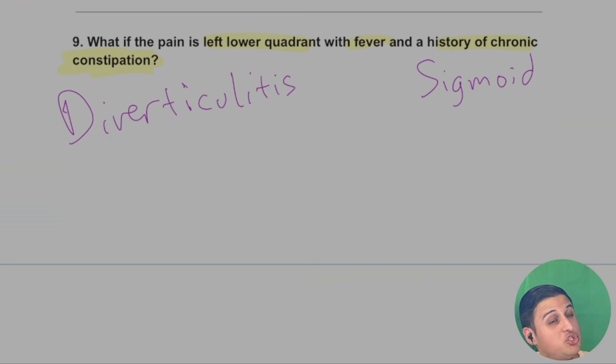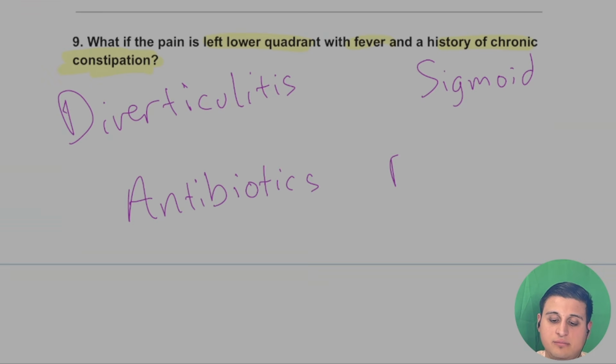You probably shouldn't do a colonoscopy on them because you may perforate the bowel when you do that. All right, and this is a common thing in a lot of elderly folks. Diverticulitis, you're going to need to treat them with antibiotics. You may need to drain the abscess, if it's a large enough abscess.